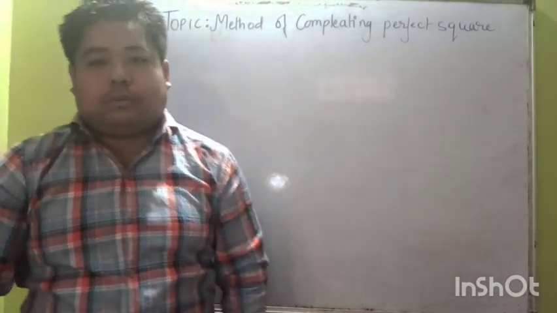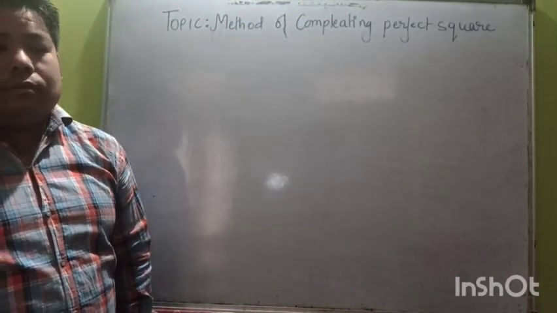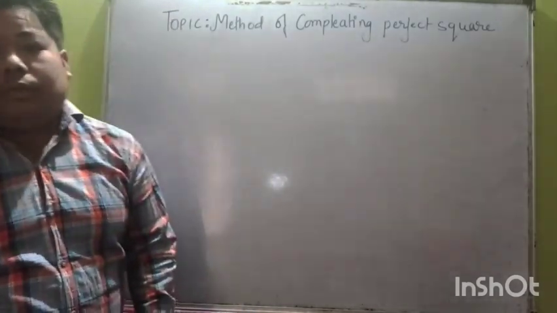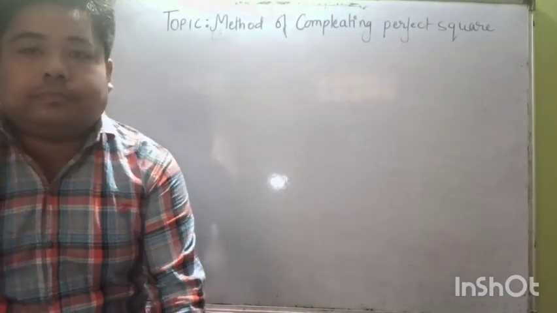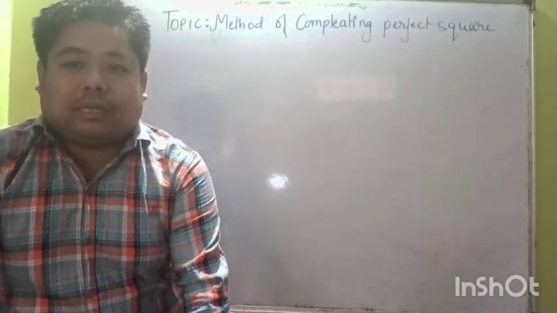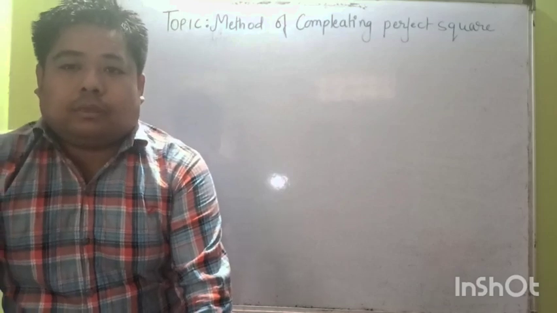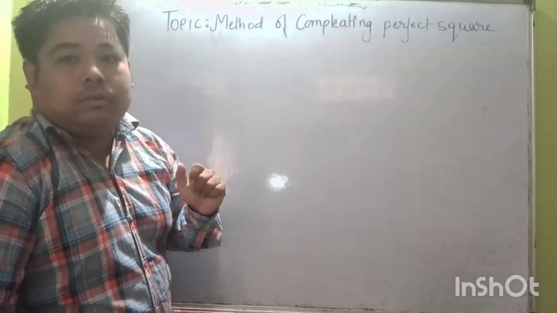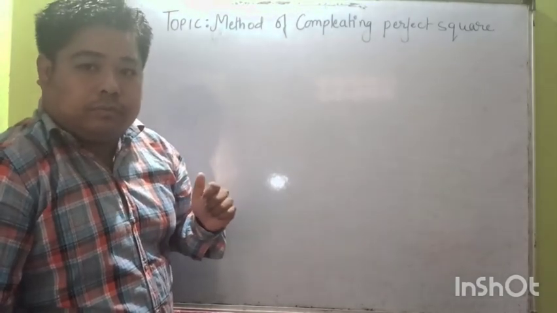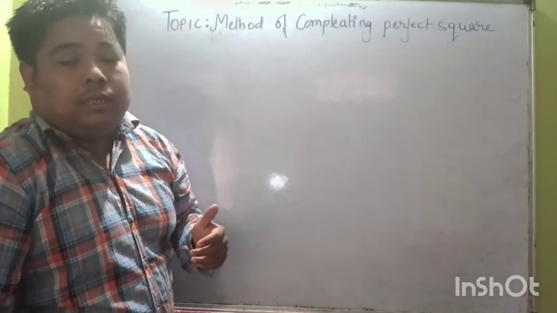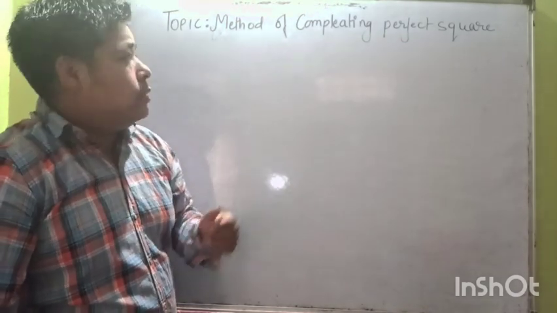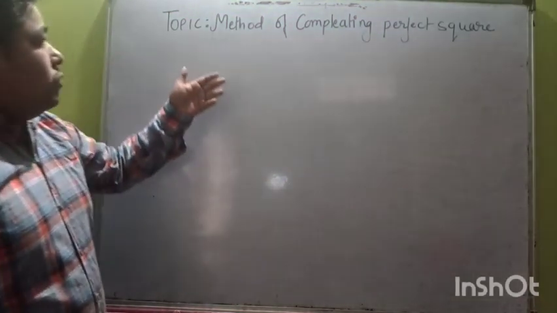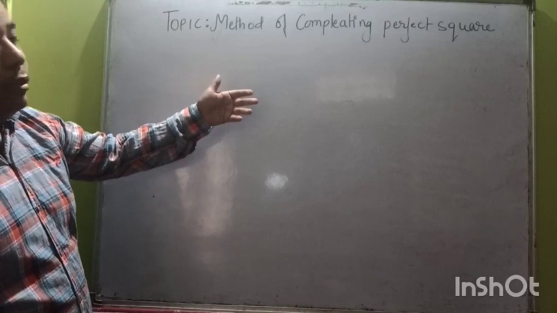Hello viewers, today we are going to discuss the topic we call the method of completing the perfect square. It is a very important topic of class 10. By this method we can find the roots of the quadratic equation, which is also a very important topic of class 10 chapter number 4. Now let's learn how to apply the method of completing the perfect square.